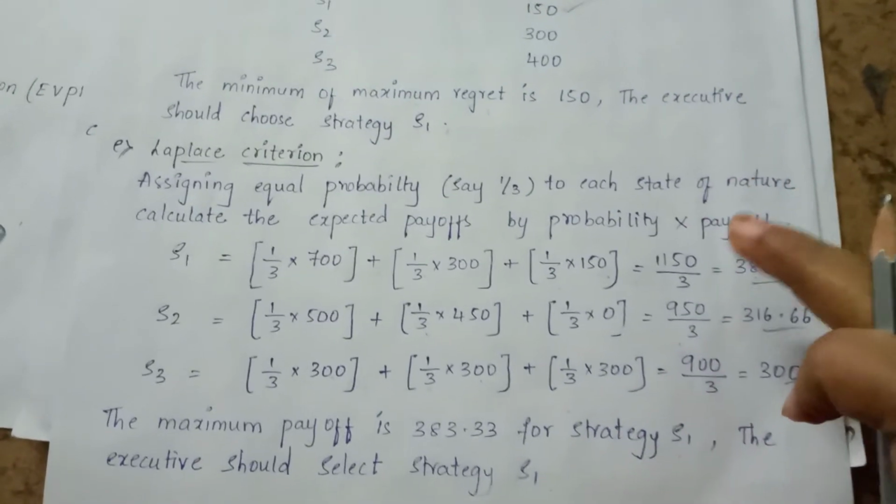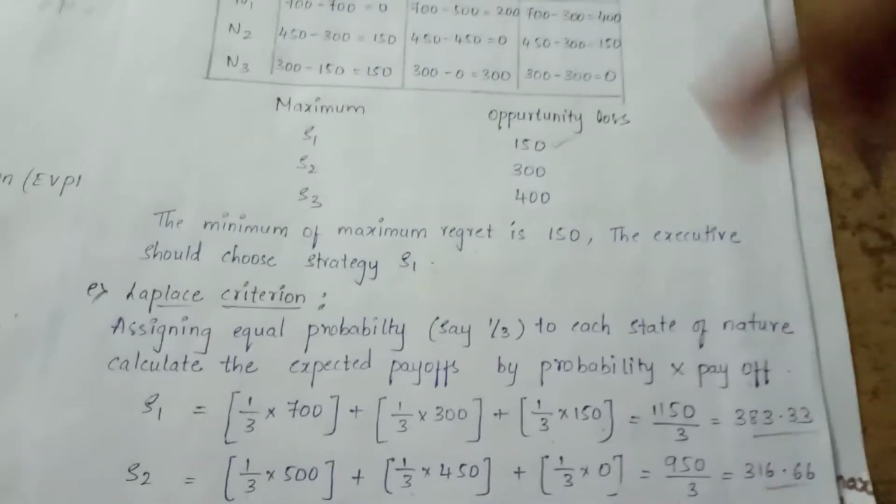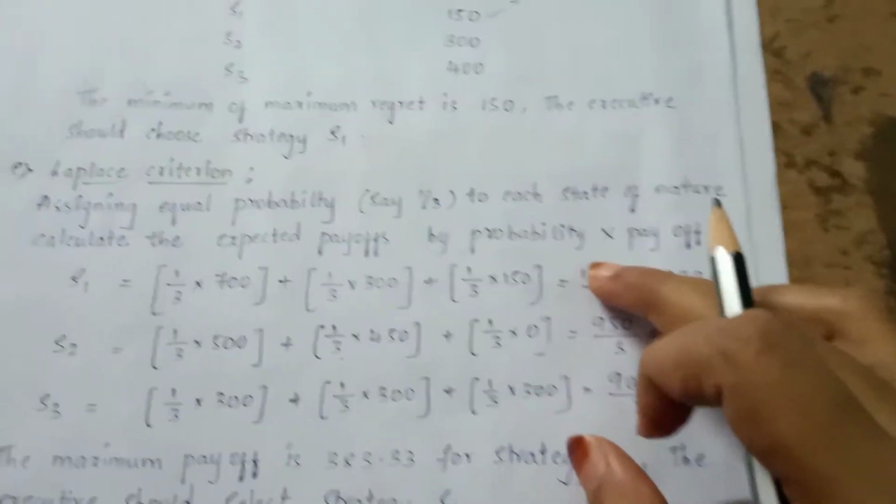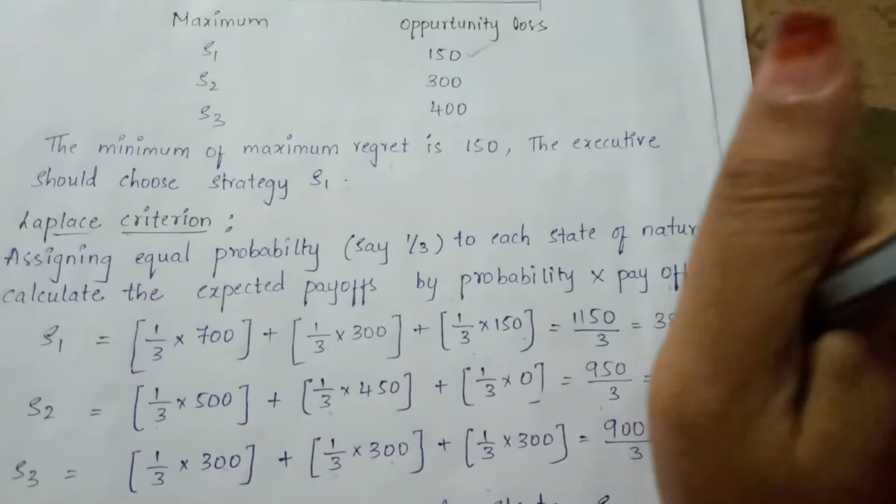Clear everyone? So this is the Laplace criterion. Based on the states of nature, you have to take the probability. If there are 4 states of nature, students, you have to take the probability as 1 by 4. If there are 5 states of nature, 1 by 5. Since there are 3 states of nature, you have to take the probability as 1 by 3.